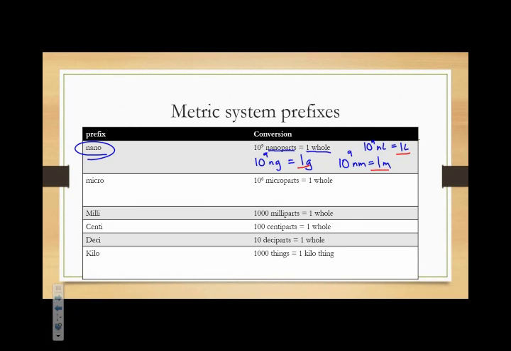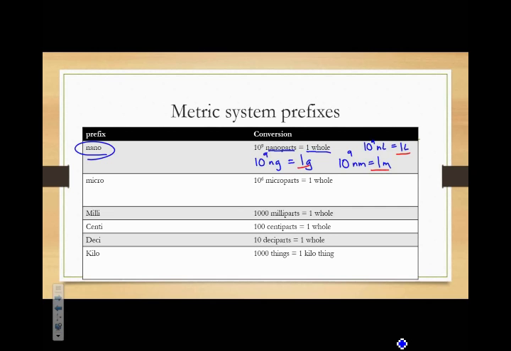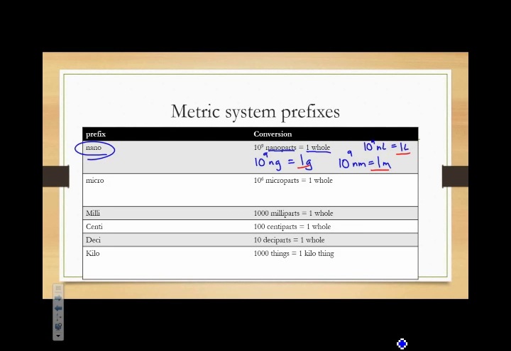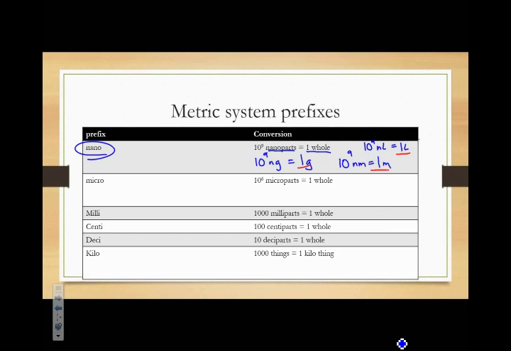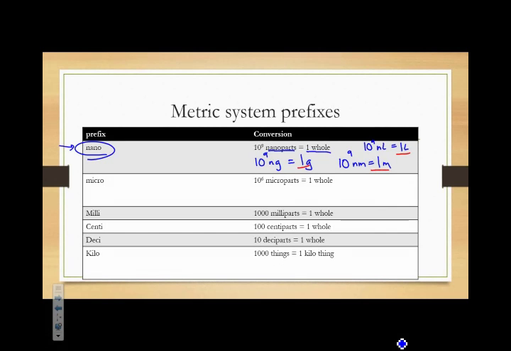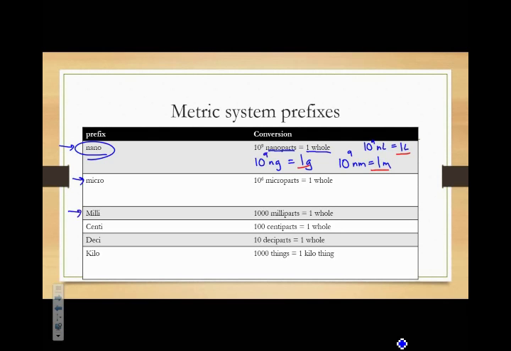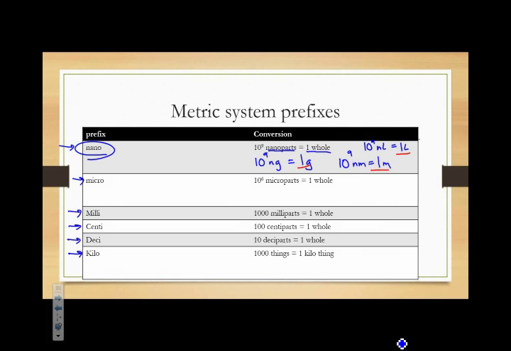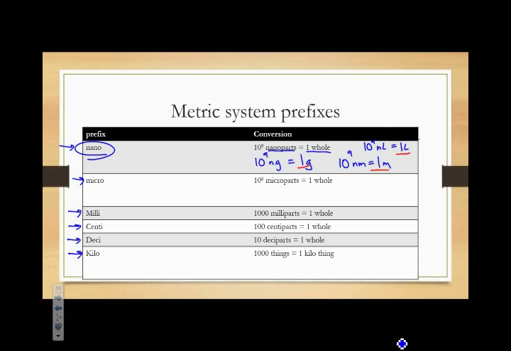So there are a couple of metric system prefixes that you want to be familiar with for this class, and by familiar I mean you need to have memorized it because it won't be provided on an assessment. Nano is 1, micro, milli, centi, deci, and kilo are the others.